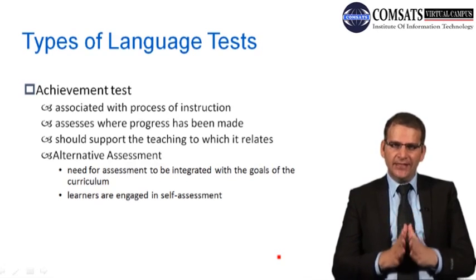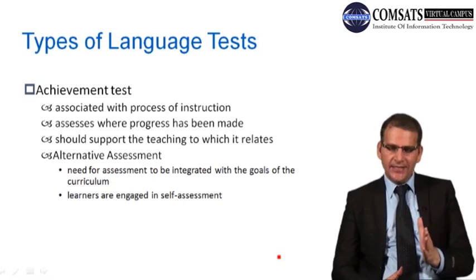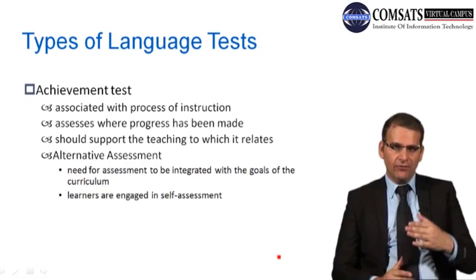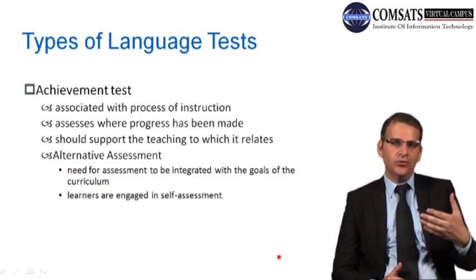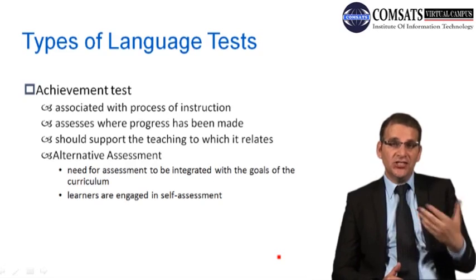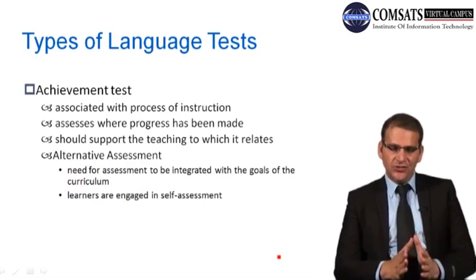This test is associated with the process of instruction. What is it? Process of instruction. It assesses where progress has been made. Of course, when you make an achievement test, it checks what has been achieved. So now the point is, what does this test achieve?